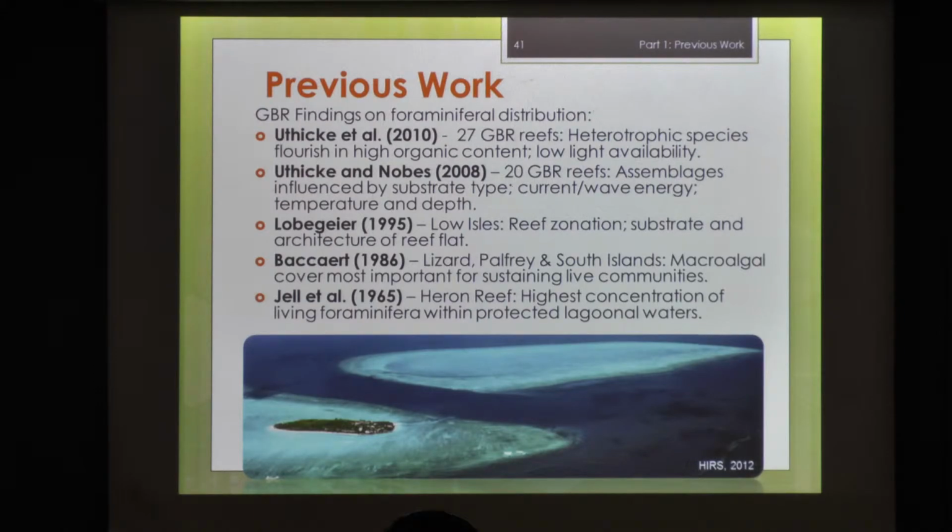the GBR. So Sven Uthik found across 27 reefs that heterotrophic species flourished in high organic content and low light availability. Uthik and Nobes across 20 reefs found assemblages influenced by substrate type, current wave energy, temperature and depth. Melissa Lobagaya looked at Low Isles, and she said reef zonation, substrate and architecture of the reef flat determined foram assemblage. Backart looked at Lizard Reef, Palfrey and South Islands, and he said algal cover was the most important thing for sustaining alive communities. And John Gell looked at Heron Reef and said the highest concentration of living forams was within the protected lagoonal waters of the reef.